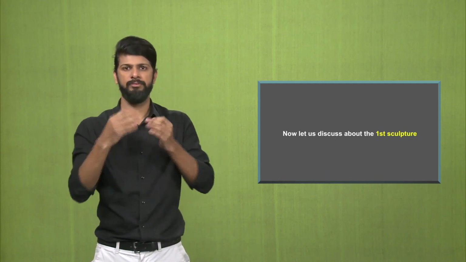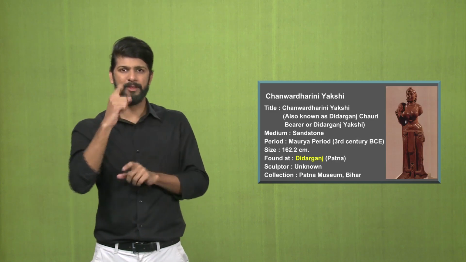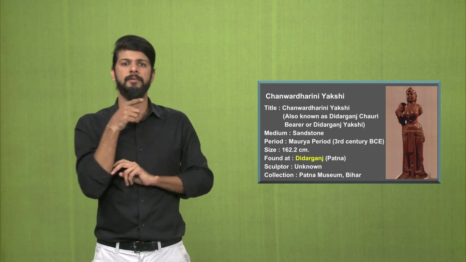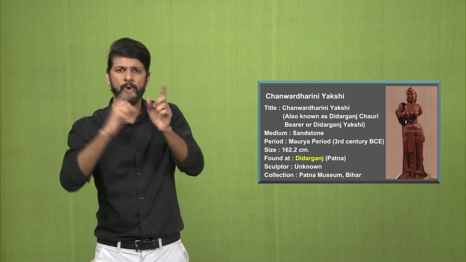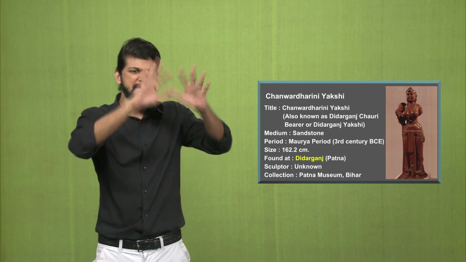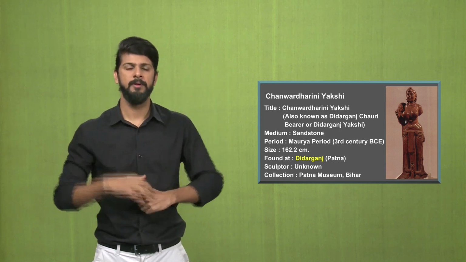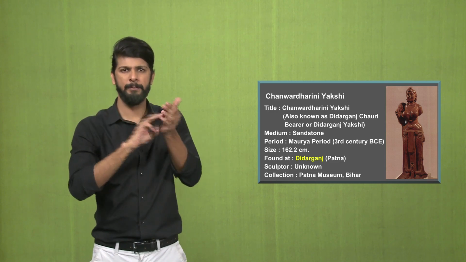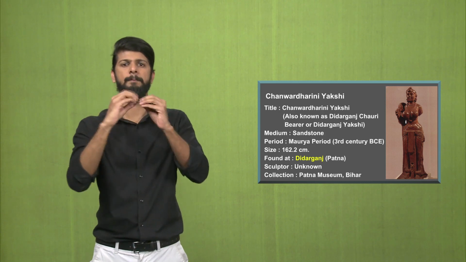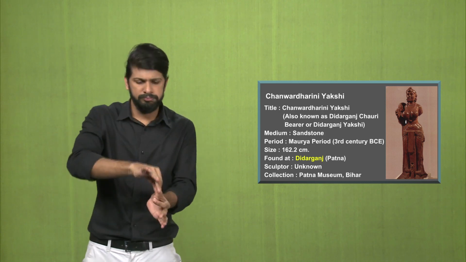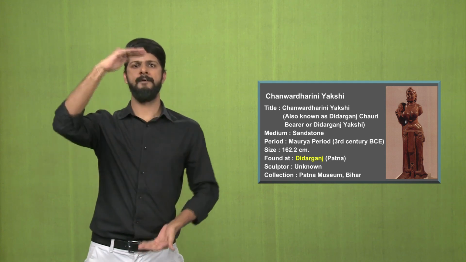Now, let us discuss the first sculpture. The first sculpture is the Chanvar Dharini Yakshi. The medium is sandstone. The period is the Maurya period, somewhere in the 3rd century BC. The size of this sculpture is 162.2 centimeters.